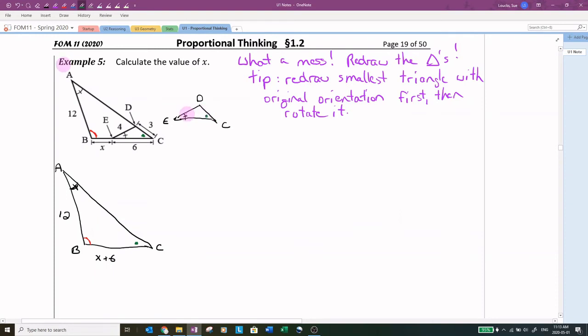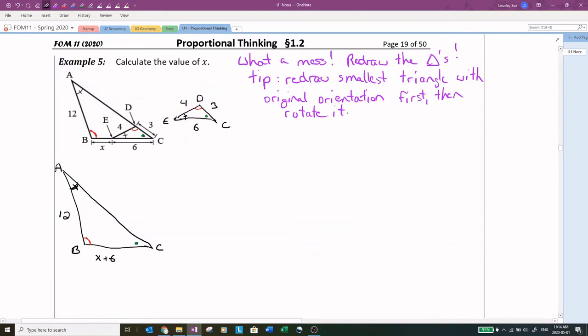So I know what two of the angles in this triangle are. That means that I know what the third one is, and the third one has to be the red arc. It has to be, because the three of them have to add up to 180. Then I put my distances on. E to C is 6, D to C is 3, and DE is 4.